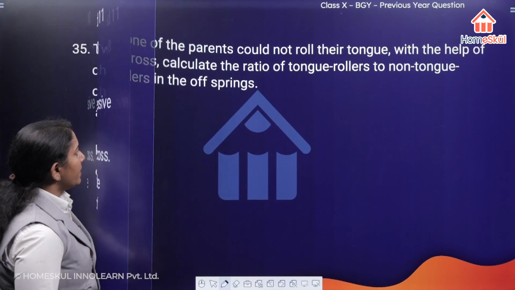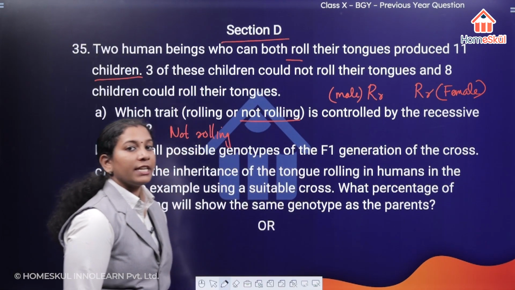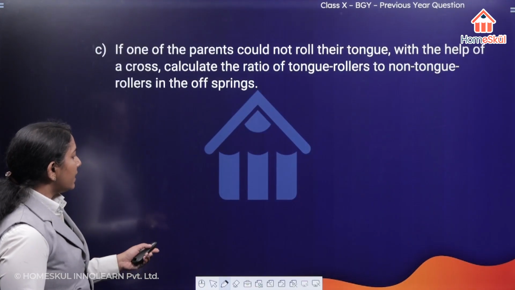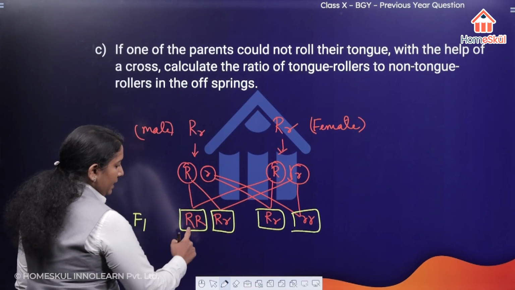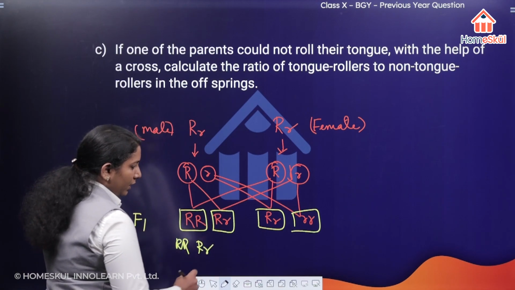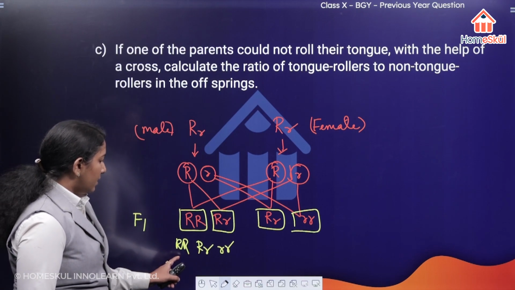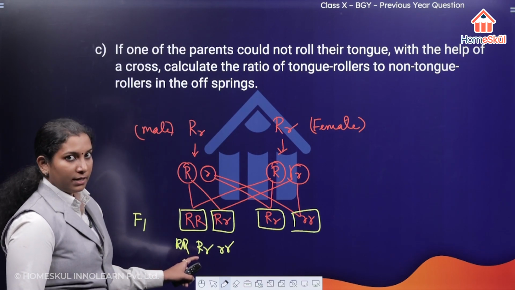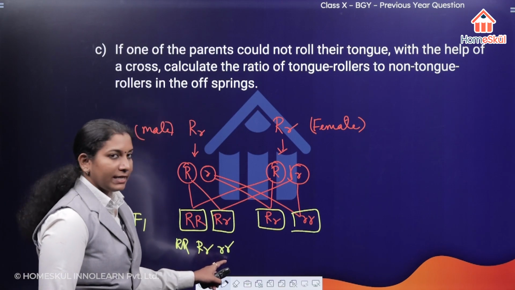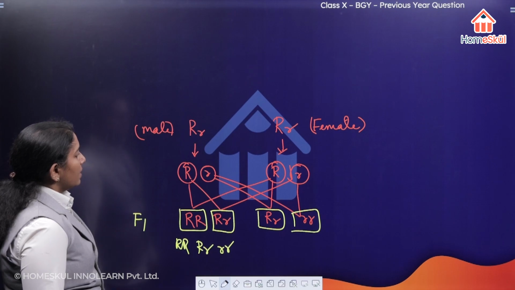So what is the question? State all possible genotypes of the F1 generation of the cross. We can select the possible genotypes: capital RR, that is one genotype, then capital R small r, one genotype, then small r small r. Here these two are tongue rollers, and this is the only non-rolling offspring, not tongue rolling.